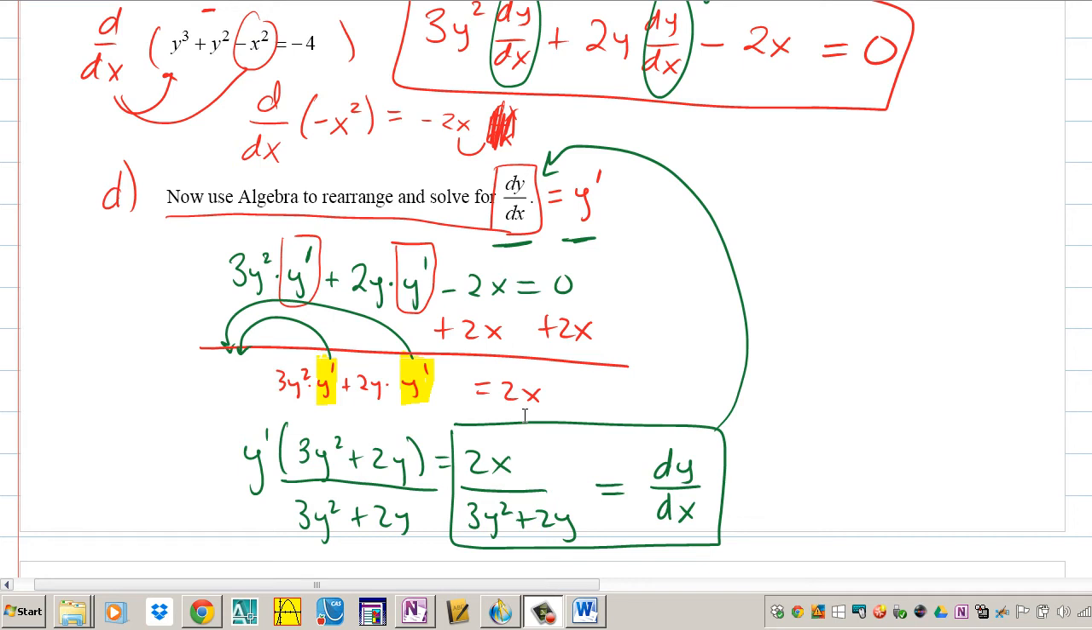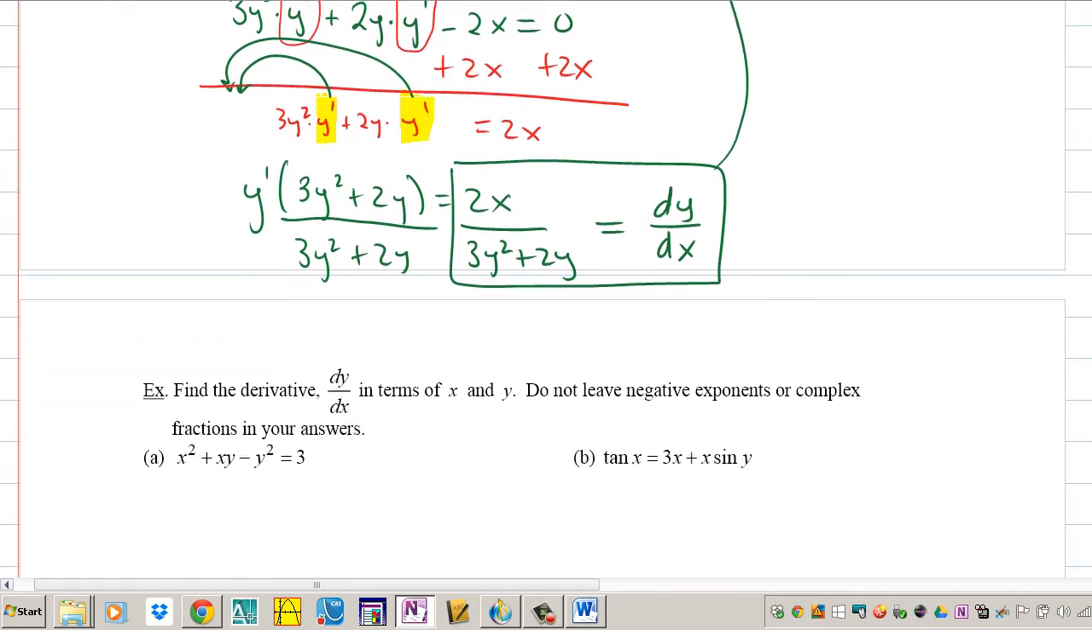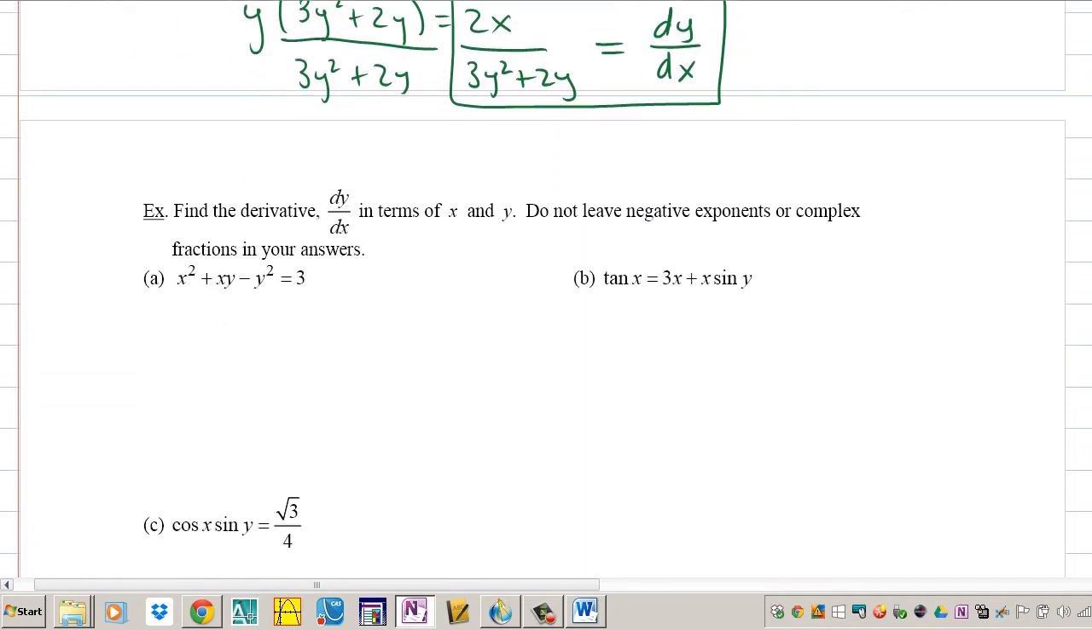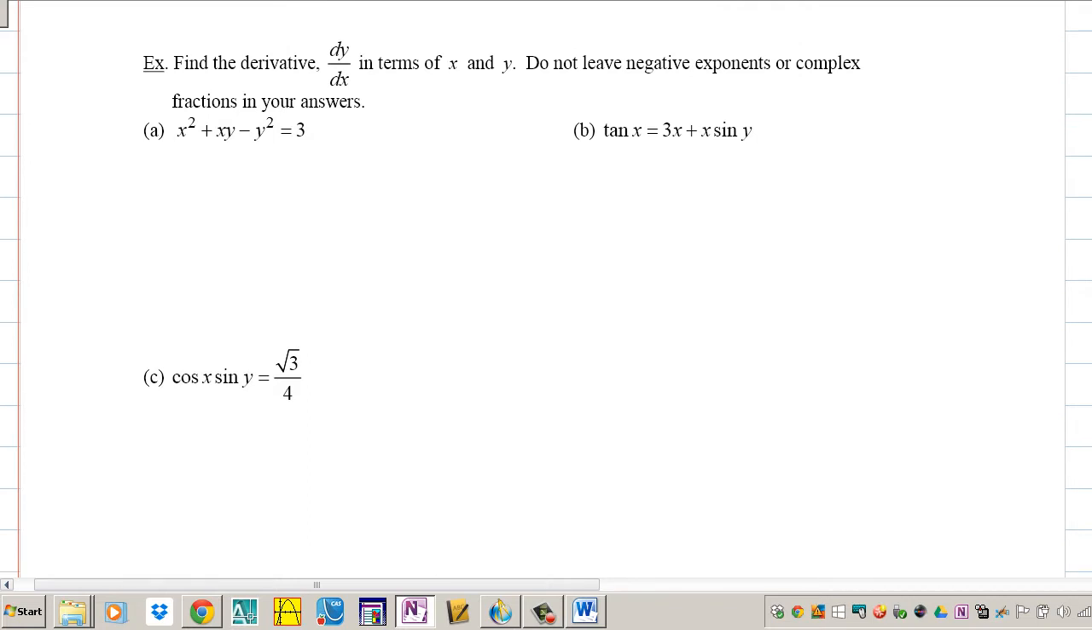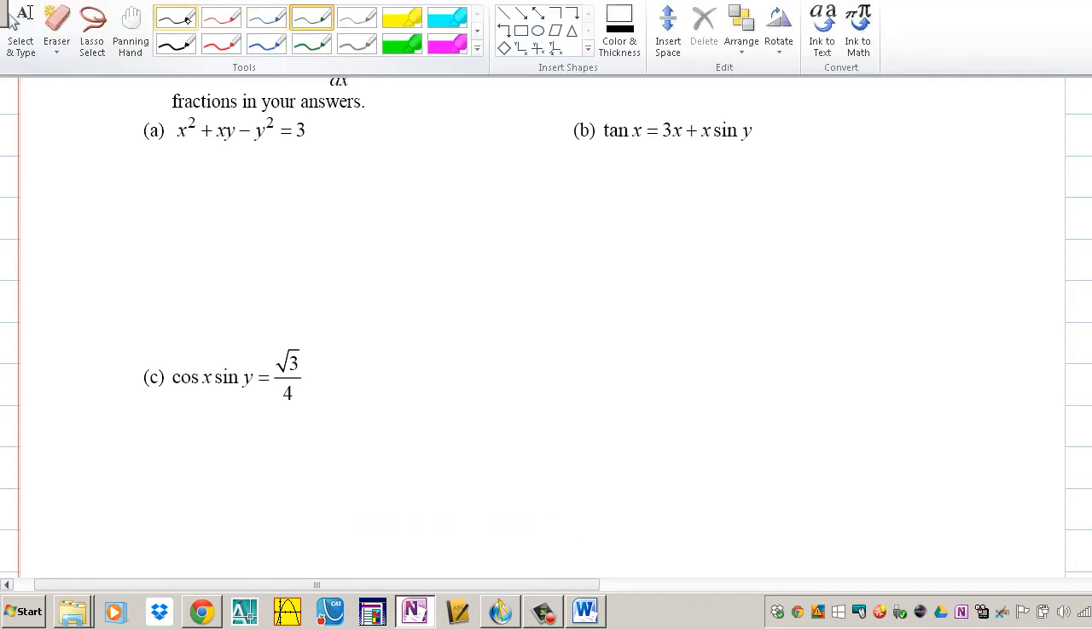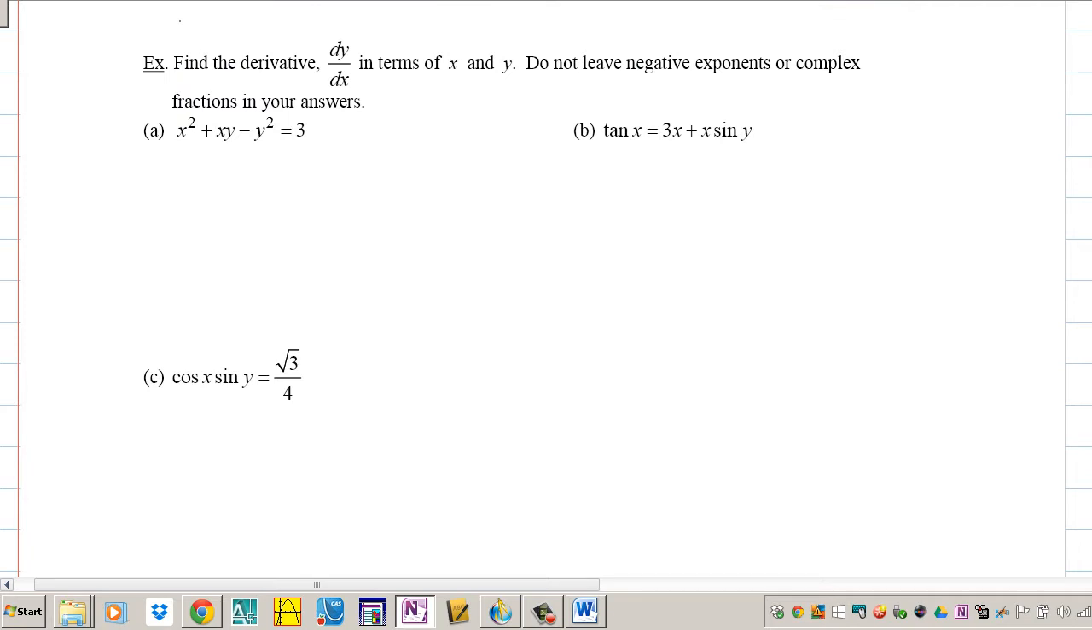Hey guys, welcome to the second part of Implicit Differentiation Day 1. In the last video we only did the first sheet. Now we're going to go ahead and do the next sheet. Letter A: we're going to use implicit differentiation to find the derivative, and it says here we want to find it in terms of x and y. So let's go ahead and do this.